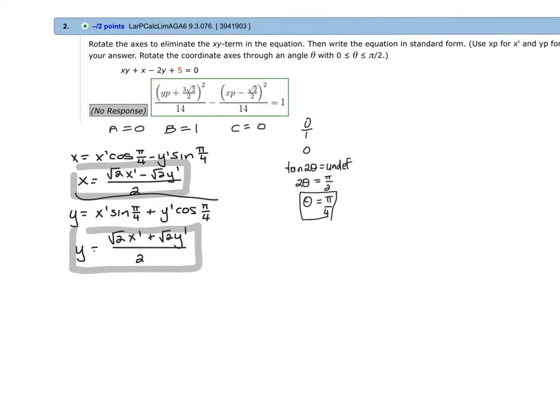Then you got to plug it in. So x, I'm going to leave off the primes for now. I'm going to make them come back at the end though.